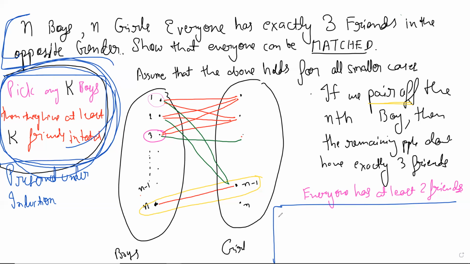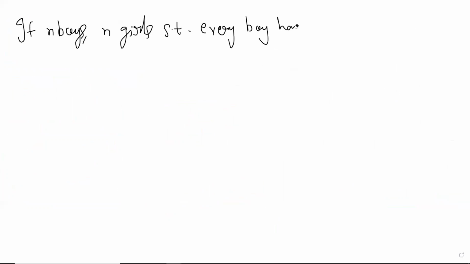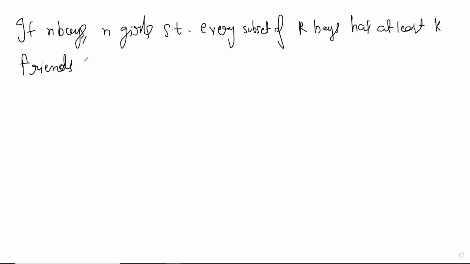Okay, so this is what we will prove. If n boys and girls are such that every subset of k boys has at least k friends in total on the other side, and this is important, in total. So some boy can have only one friend, that is possible, but if any k boys you pick have a total number of friends that is at least k, it could be more than k, okay?